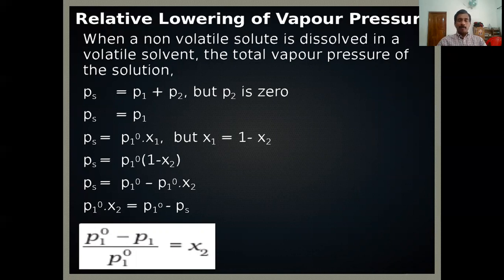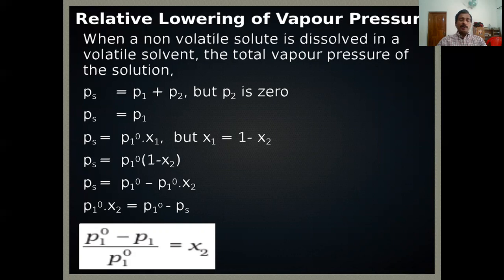But we know X1 plus X2 is equal to 1, or X1 is equal to 1 minus X2. Instead of X1, you write 1 minus X2. Then PS is equal to P1° into 1 minus X2, or PS is equal to P1° minus P1° into X2. P1° into X2 is equal to P1° minus PS, or X2 is equal to (P1° minus P1) by P1°. Here (P1° minus P1) by P1° is known as relative lowering of vapor pressure, and that is equal to X2.